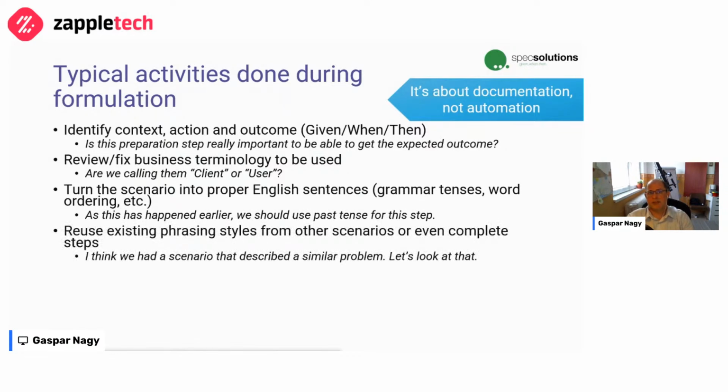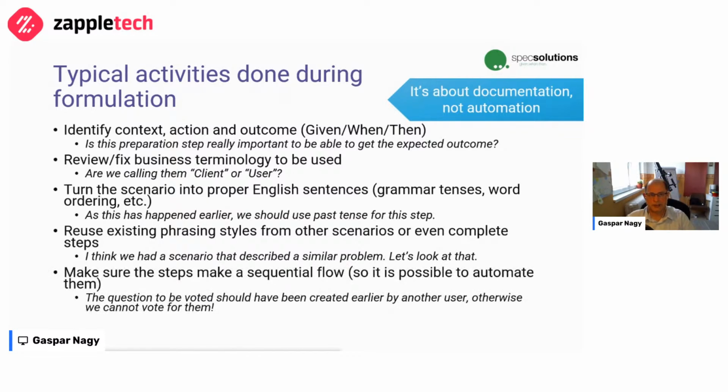You might want to reuse phrasing styles from other scenarios or even complete steps. So maybe in a discussion you say that, oh, I remember that we have already described a similar problem. Let's look at that. Let's see how we expressed it in that feature, and maybe we can reuse that here as well. So that's absolutely a usual kind of discussion during a formulation session. And maybe just the last one. We also might want to make sure that the steps that we have listed make a logical sequential flow, that this and this and this happens after that. So that kind of discussion can also happen.